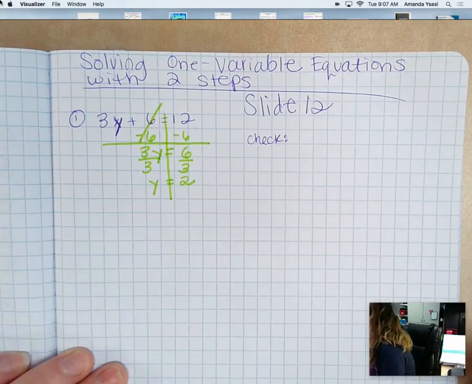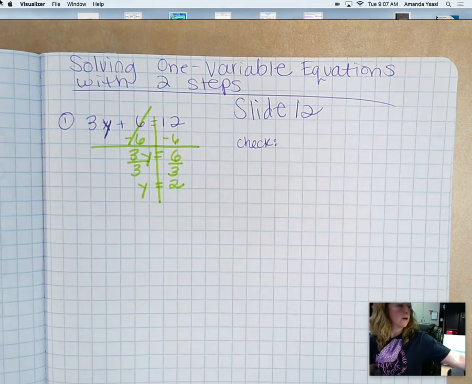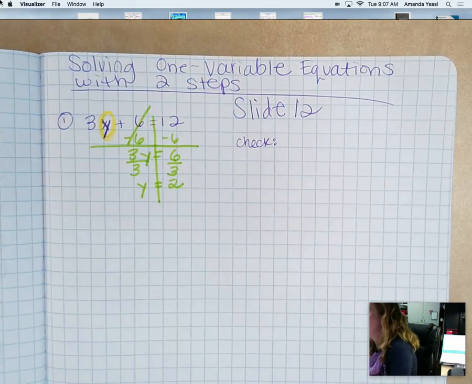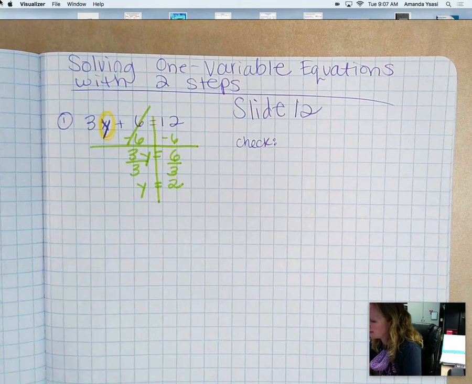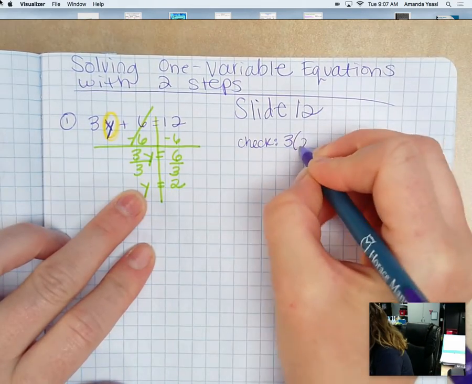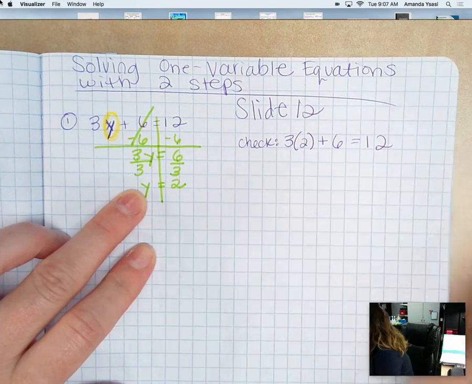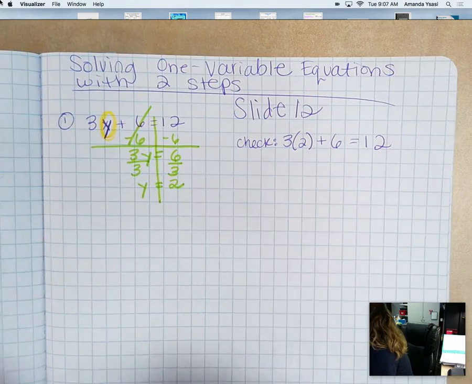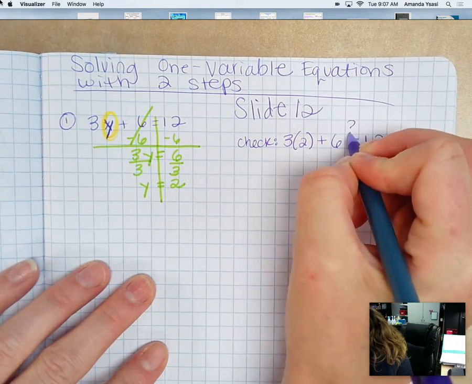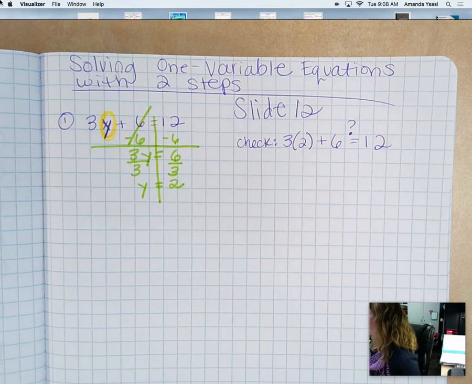So then to check your work, we are going to plug our answer into our y value. So I'm going to rewrite the equation: 3 times, every time I see y, I'm going to put in parentheses 2, plus 6 equals 12. But since I'm checking it, I'm not sure if it's right or not, so I'm going to put a question mark over the equal sign because that's my job to see if it is correct or not.